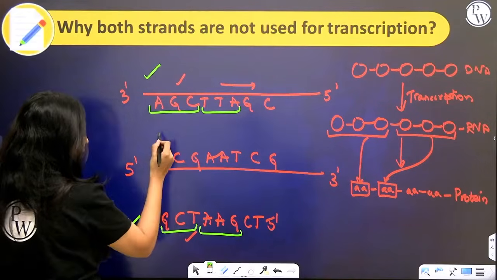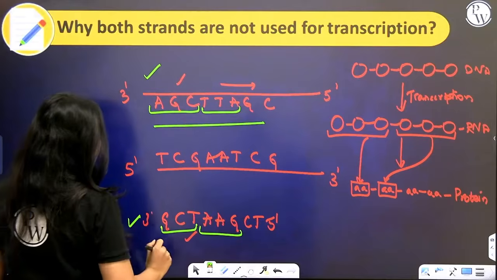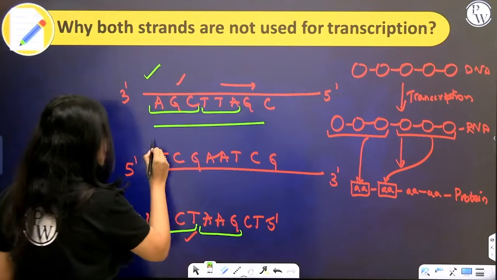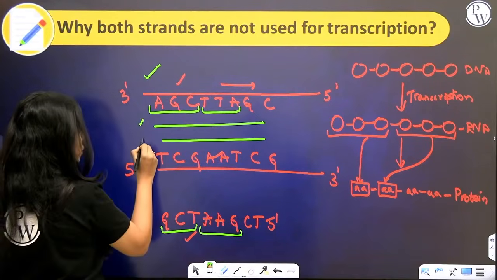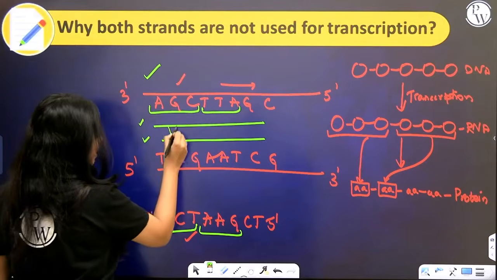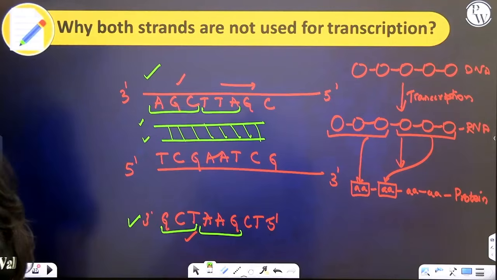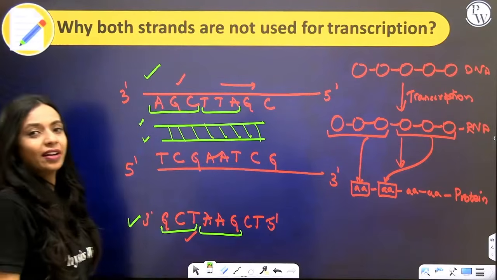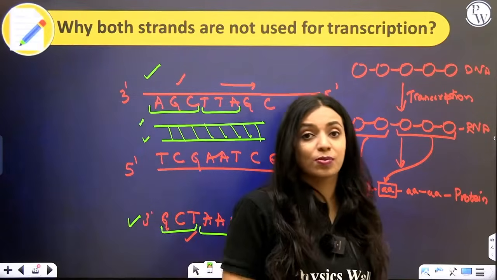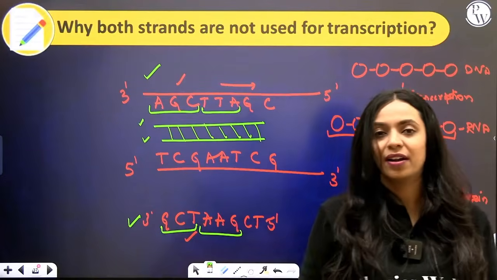whenever a complementary RNA is formed to this strand, both of these will be complementary to each other and they will end up forming a double bond. That RNA will become double-stranded. Double-stranded RNA cannot be translated. Ribosomes cannot read the message in the double-stranded RNA.